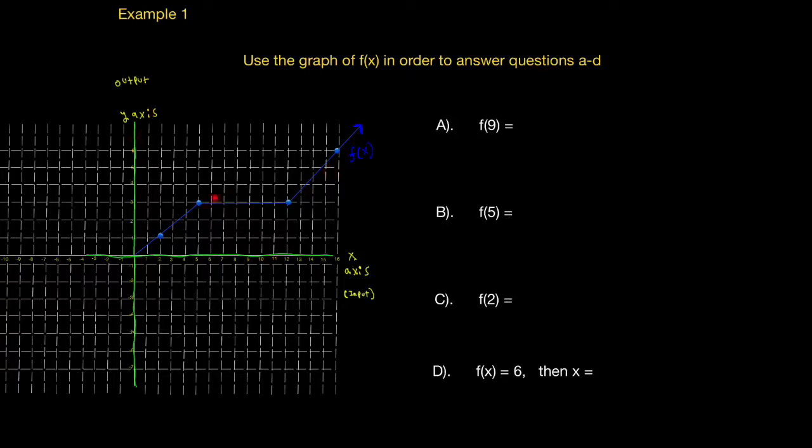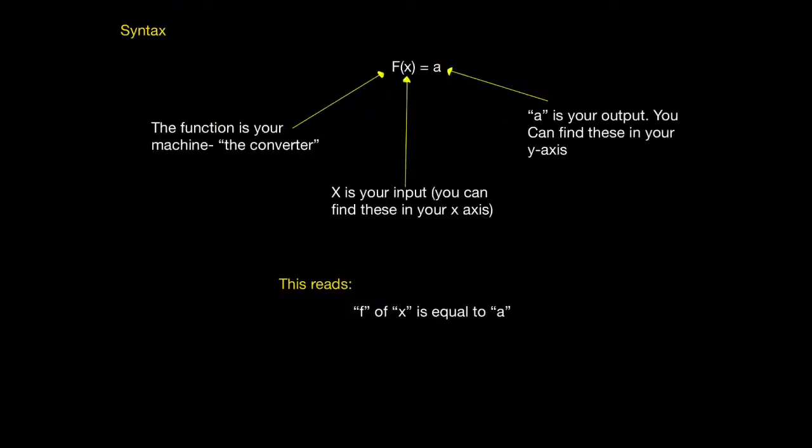Now this graph here, this one is called f of x. This is the name of the graph. The blue graph is f of x. Let's begin by addressing part A, where we want to find f of 9. So in order to evaluate f of 9, again, we have to be familiar with the syntax. Whatever's inside this machine, that's going to be my input.